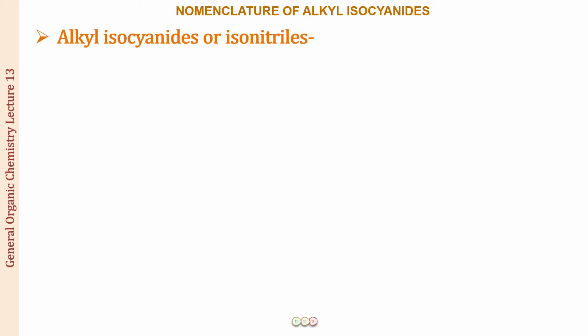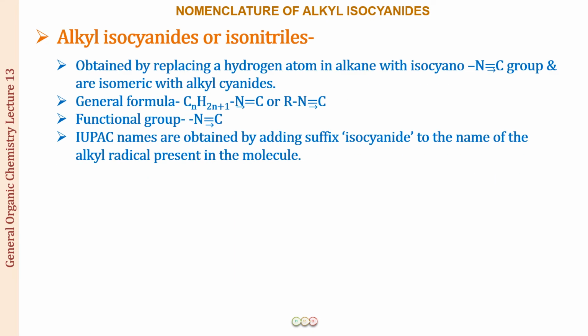So now after the alkyl cyanides, we have the next class of compounds to be the alkyl isocyanides or the isonitriles. And these are going to be those compounds we will be getting by replacing the hydrogen atom in the alkane with the isocyano group, that is the NC group. And these are going to be isomeric with the alkyl cyanides. How? I'll just now tell you, just a moment. We have the general formula for these compounds to be CnH2n+1NC or RNC.